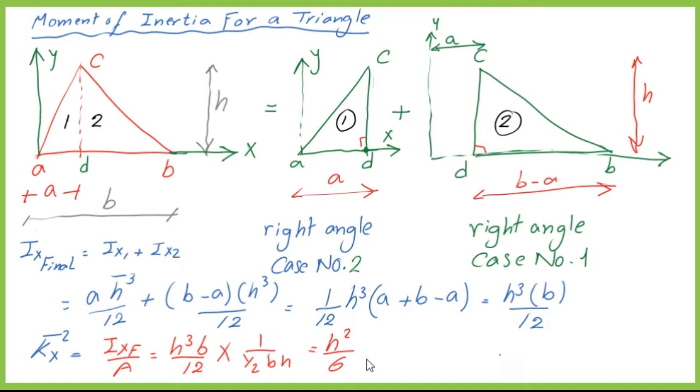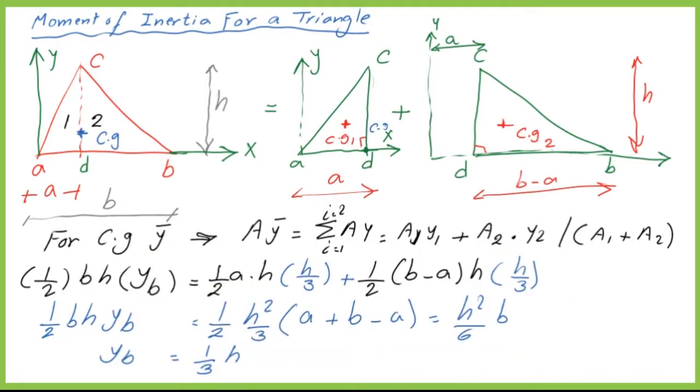In order to get the expression for the moment of inertia at the CG, first we have to find out the distance y bar of the CG in order to apply the parallel axis theorem. So we'll move to our third slide. In order to get the y bar, we have the law that A y bar equal to the summation of A i y i from i equal to 1 to i equal to 2. So we have a1 y1 plus a2 y2.